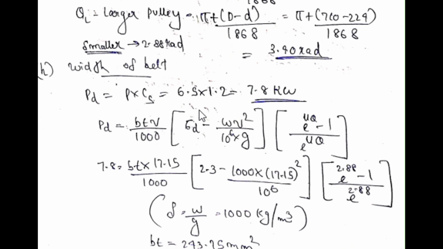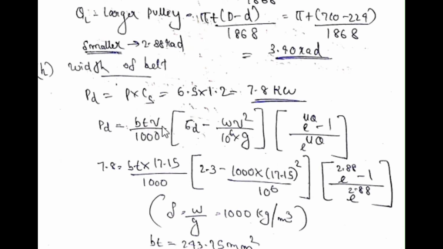So next thing we have to find is the width of the belt. Whenever we want to find the width of the belt, this will be the equation we'll be using. Here the PD is not the power that is given in the question. This is the design power. Now how do you find design power? Based on this equation, the given power in the question has to be multiplied with the slip factor CS. Only then you get the design power, that will be 7.8 kilowatt, not the power that is given in the question. So don't make that mistake.